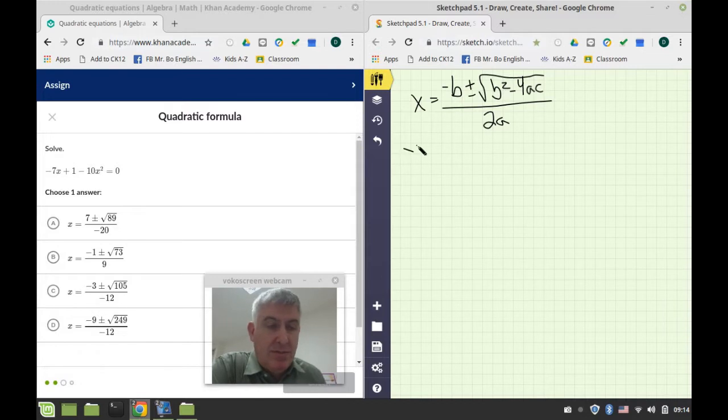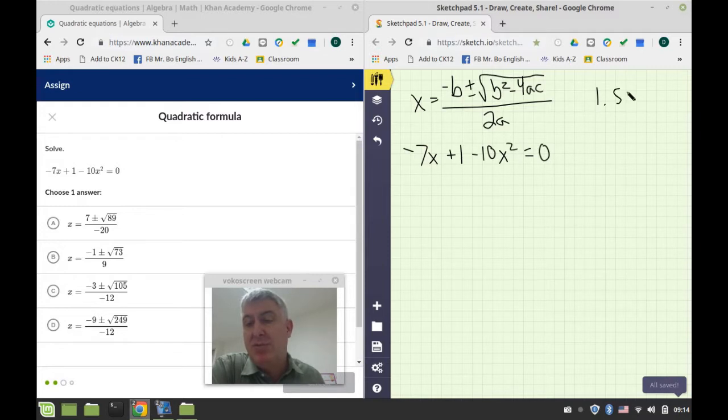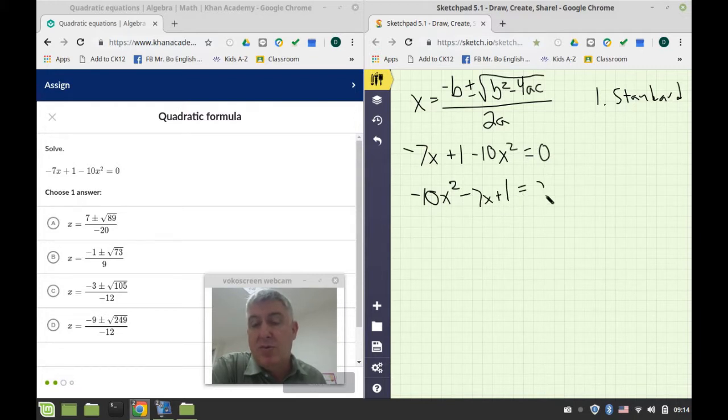Okay, so our problem is -7x plus 1 minus 10x squared is equal to 0. So our step number one is put it in standard form, and this is not in standard form. So we're going to rearrange these. -10x squared minus 7x plus 1 equals 0. All right, and with our second step, do you remember what it is? Identify.